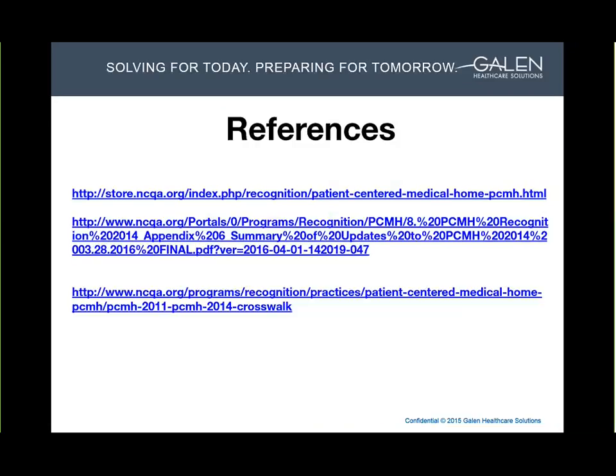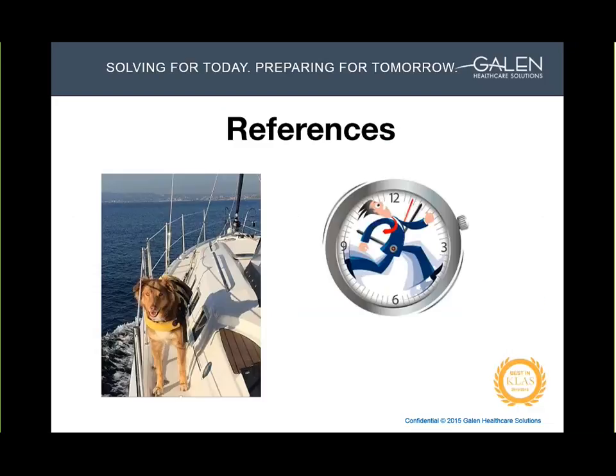References, again, go to NCQA, download the standards, get at least the appendix so you know the latest and greatest, and the crosswalk if you're in the middle of going from 2011 to 2014.